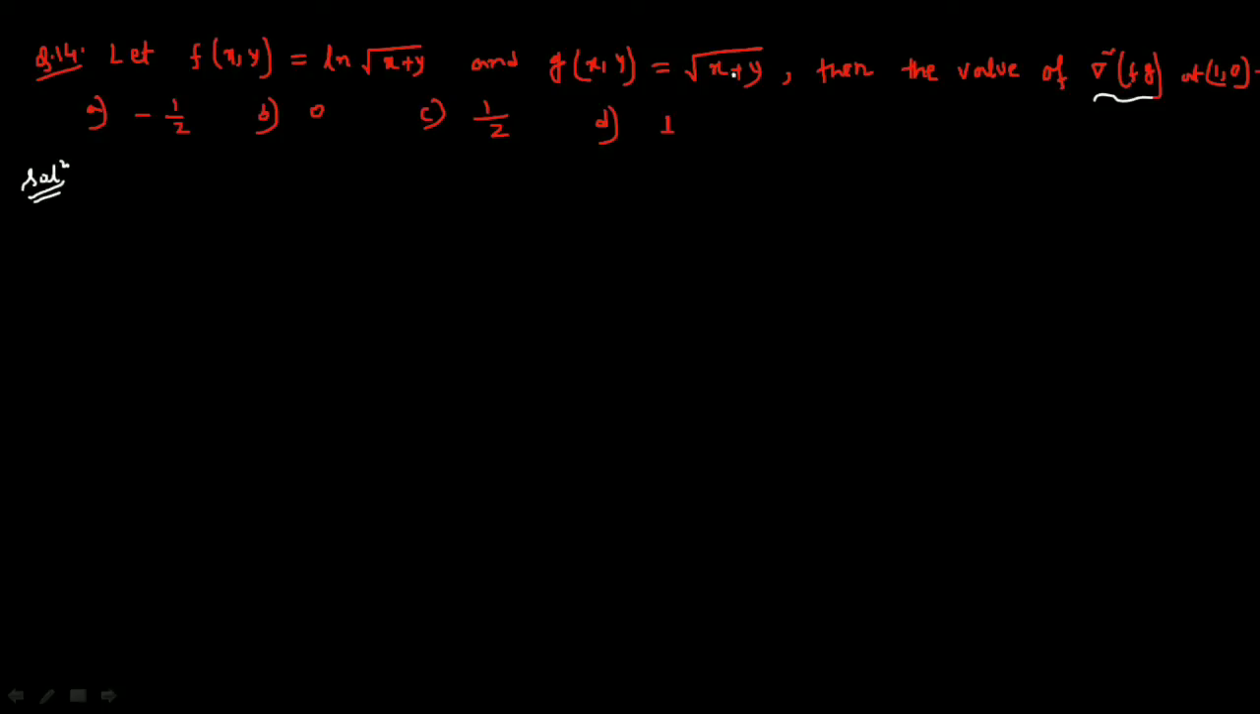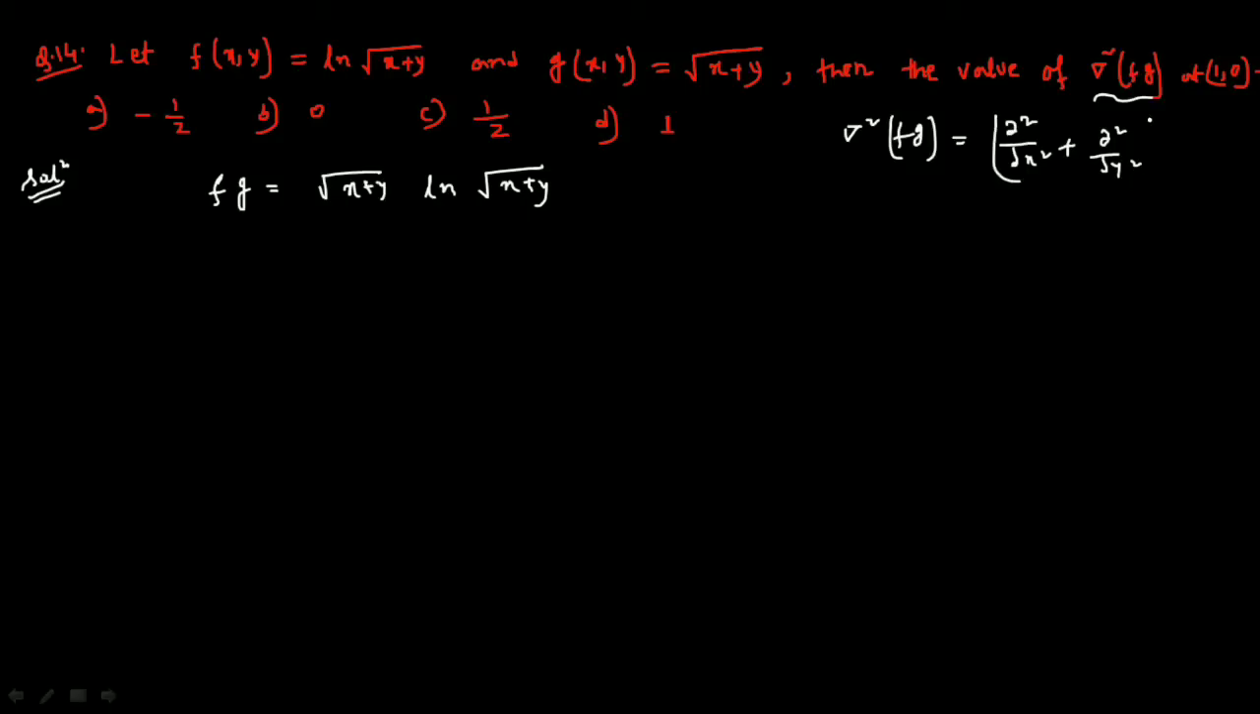f is given and g is also given, so fg can be written as root x plus y into ln root x plus y. So this is fg. Del square fg means del square of fg. What is the meaning of del square? That will be nothing but del 2 del x2 plus del 2 del y2, the Laplacian operator. It will operate on fg. That means you have to find del 2 fg del x2 plus del 2 fg del y2.